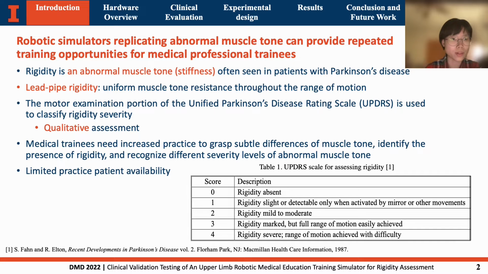It has 4 levels, with a score of 0 representing no resistance against the movement as in healthy subjects, and a score of 4 representing severe rigidity at the joint with limited range of motion. Clinicians rely on experience and practical training to distinguish variations within and between conditions, but such experience is limited by the accessibility of real patients.